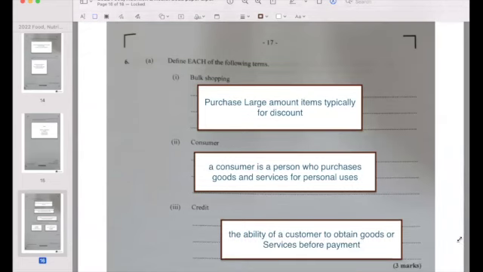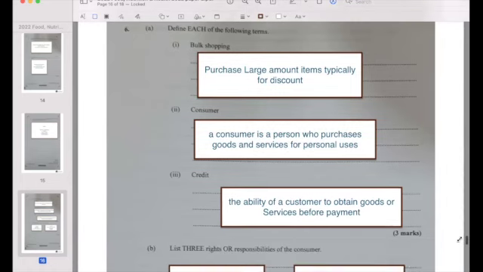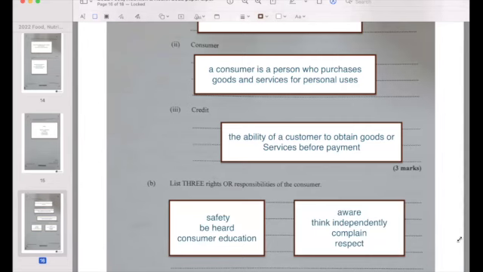Number 6, which is your final question. Define the following terms. So the first one is bulk buying. What is bulk buying? So we purchase large amounts of items, typically when they're on sale, so you're buying in bulk. What is a consumer? A consumer is a person who purchases goods and services for their personal use. What is credit? Credit, the ability of a consumer to obtain goods and services before payment. So in our Jamaican term, we say we trust. We trust before we give the payment.